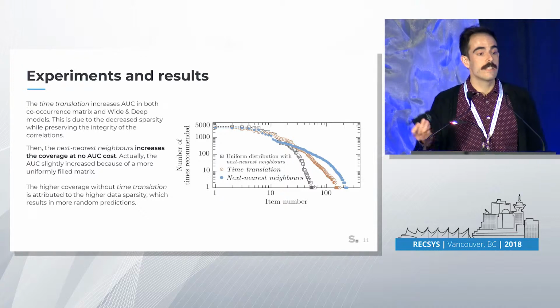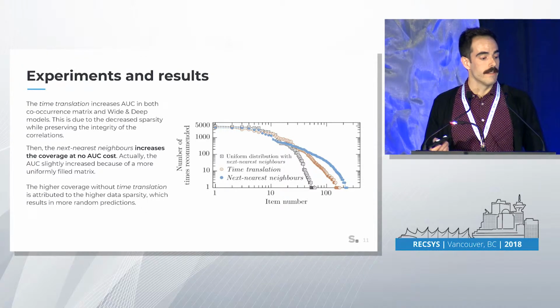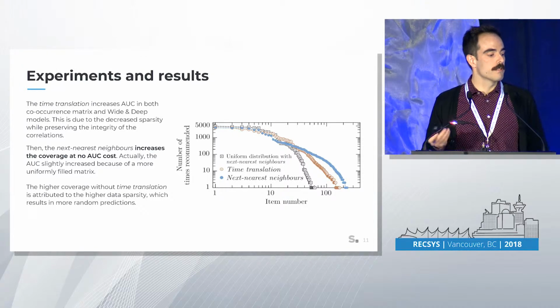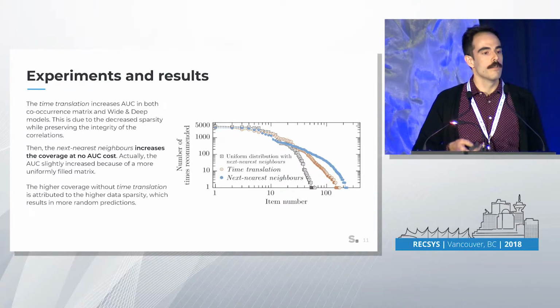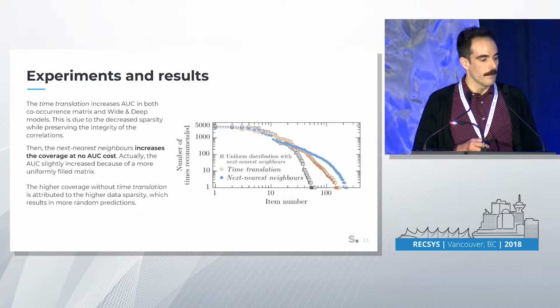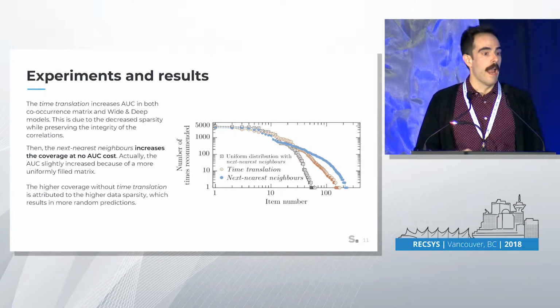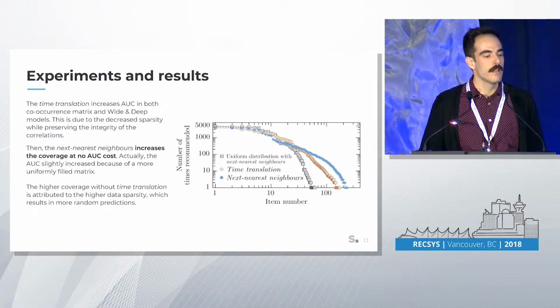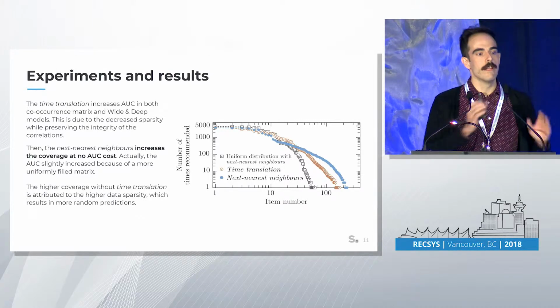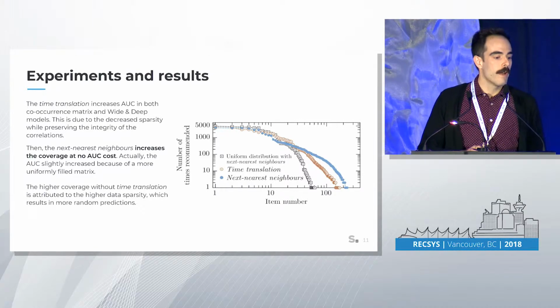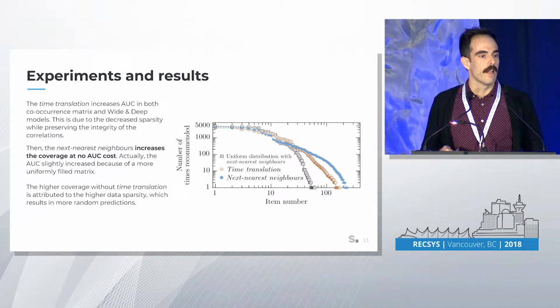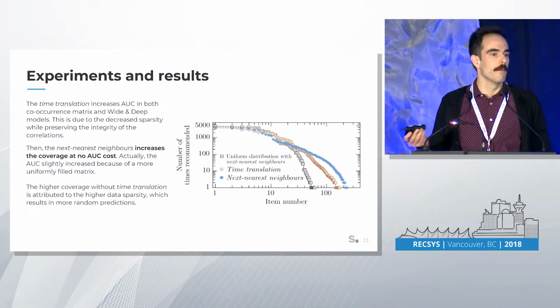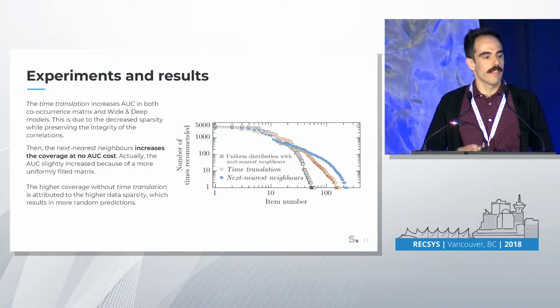And actually, the AUC slightly increased with the next nearest neighbor in both models, which is most likely due to a more uniformly filled matrix where the model could more easily find the proper recommendation. And if we look at the distribution of the popularity of each item in terms of recommendation, we see that the use of the next nearest neighbor really moved the curve to the right and significantly increased the amount of recommendations, not only random recommendations of 1 or 2 times, but systematically recommended to a lot of users too.